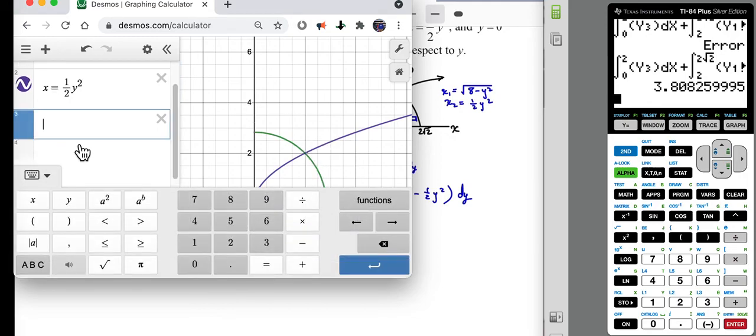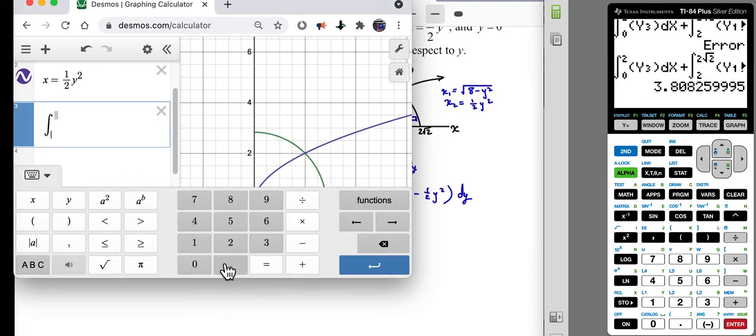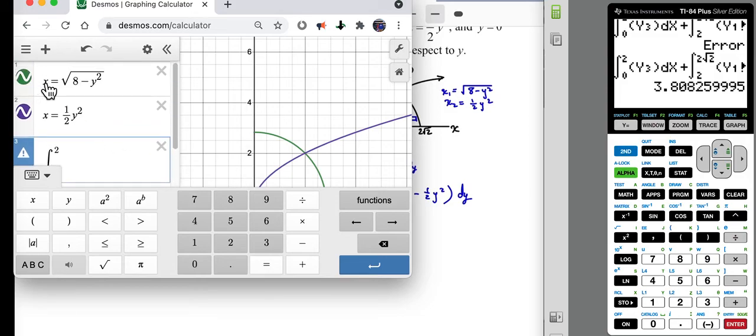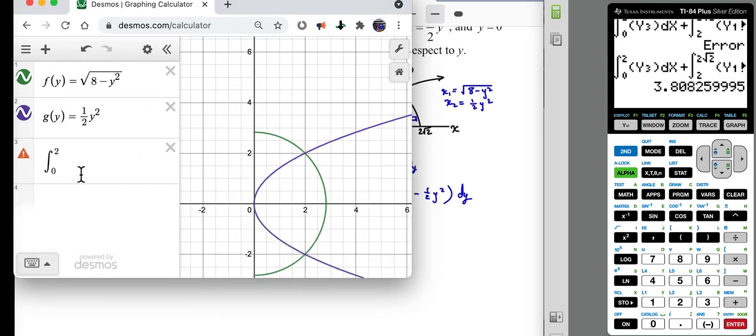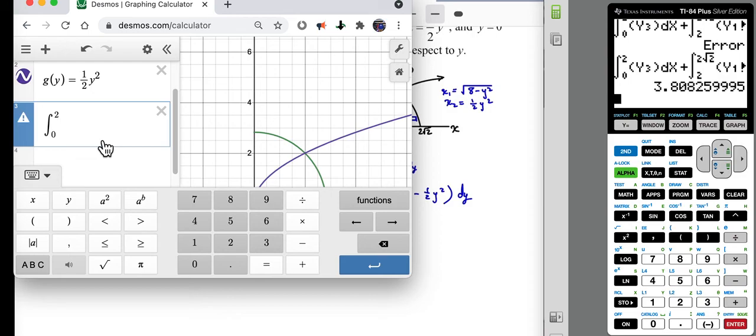Alright, so now what I want to do is integrate over the interval of 0 to 2. And we used x's here, so it's going to get confused. So let's do f of y and g of y. Alright, same graphs, so we're good there. And so f of y comes first, minus g of y, dy, 3.808, so we're good.